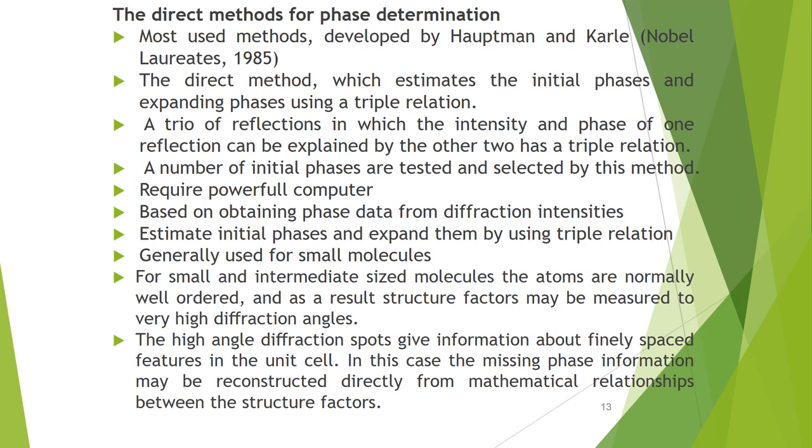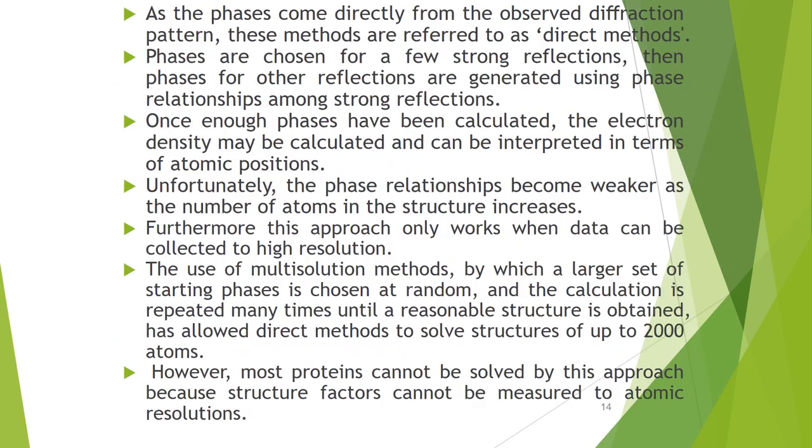For small and intermediate size molecules, the atoms are normally well ordered, and as a result, structure factors may be measured to very high diffraction angles. The high angle diffraction spots give information about finely spaced features in the unit cell. In this case, the missing phase information may be reconstructed directly from mathematical relationships between the structure factors. As the phases come directly from the observed diffraction pattern, these methods are referred to as direct methods.